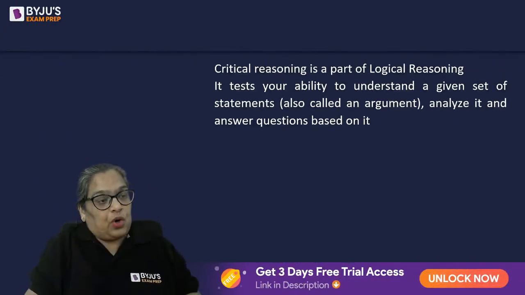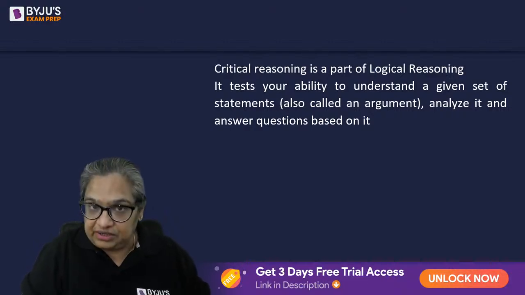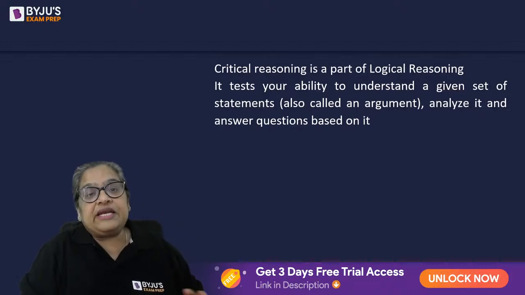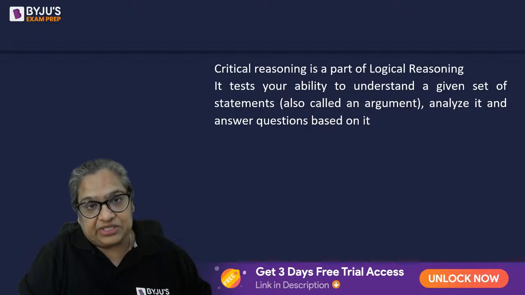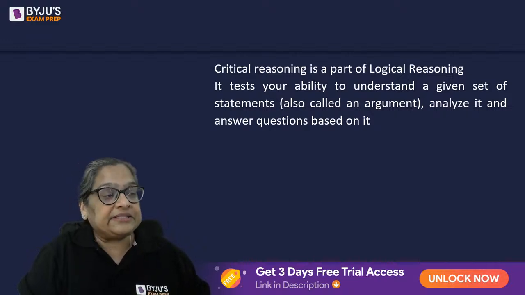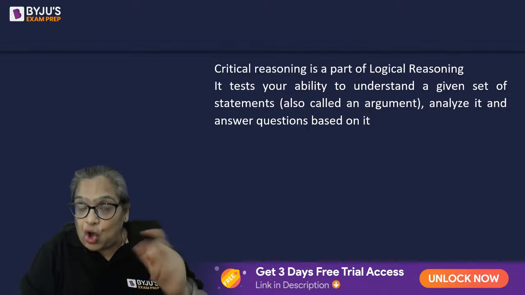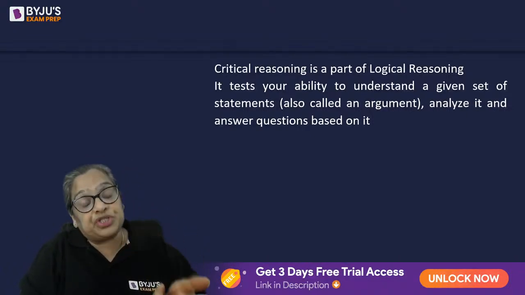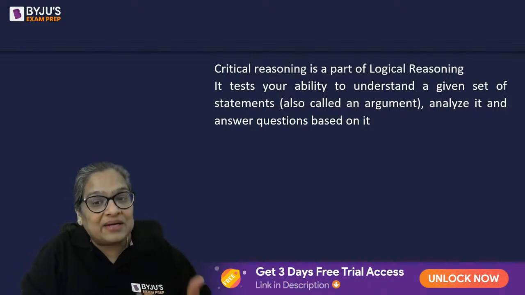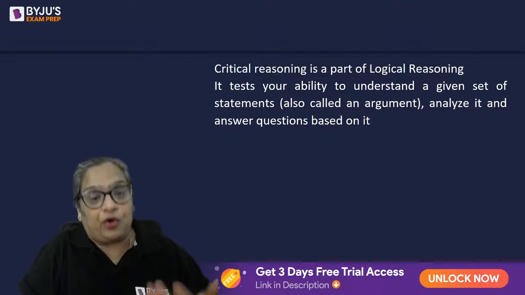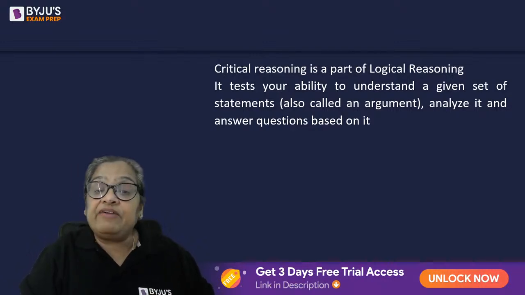Okay, let's start. What is critical reasoning? Critical reasoning is a part of logical reasoning. Logical reasoning has both number-based reasoning and word-based reasoning. Critical reasoning is the part which tests your ability to think, solve a problem, and give a solution to a situation based on what is written. So it requires a certain command of English because it tests your ability to understand a given set of statements.